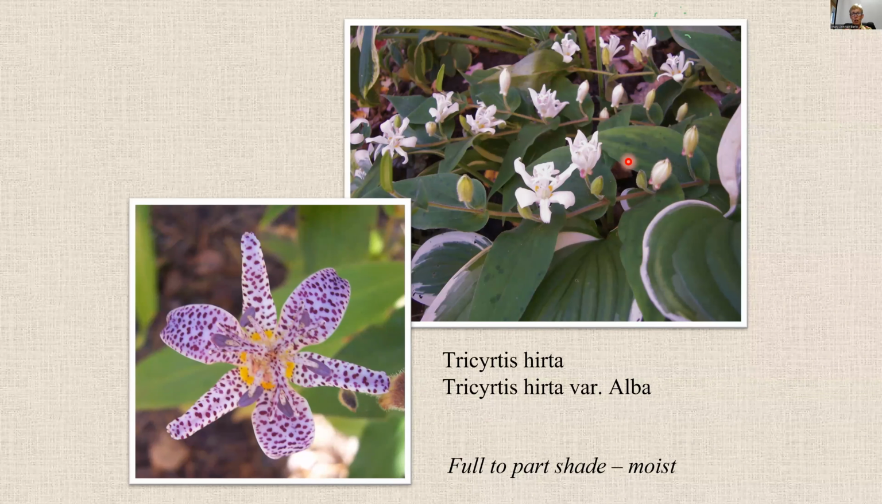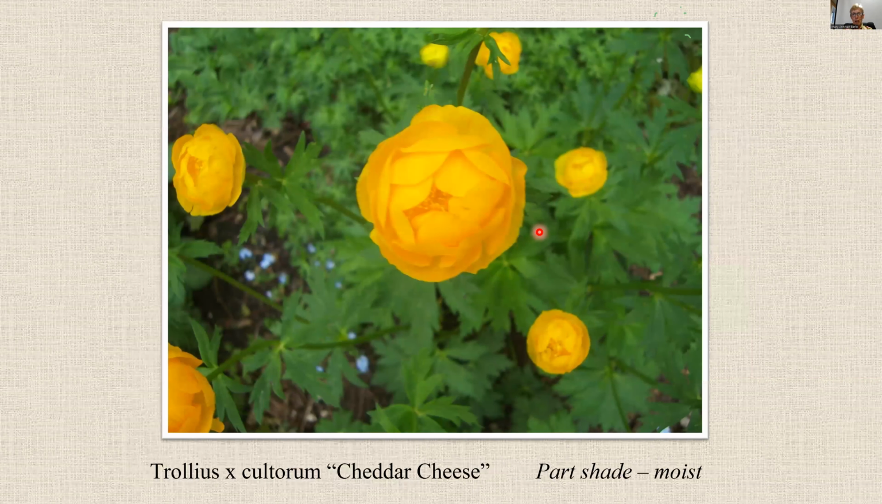Tricyrtis, or toad lily. And there's different varieties, but quite often we think about the one that blooms in early September, the purple one. But there are earlier varieties, and it's a great one for the shade because, as we discussed earlier, there's not that many things that have an interesting bloom in the shade, but these guys are quite neat. And Trollius, globeflower. This is Cheddar Cheese.